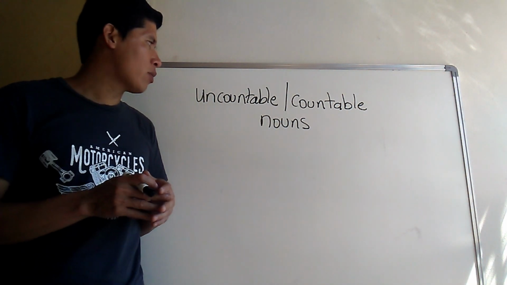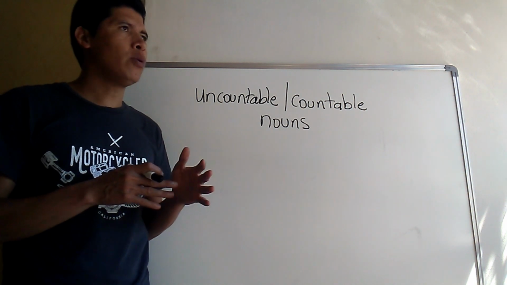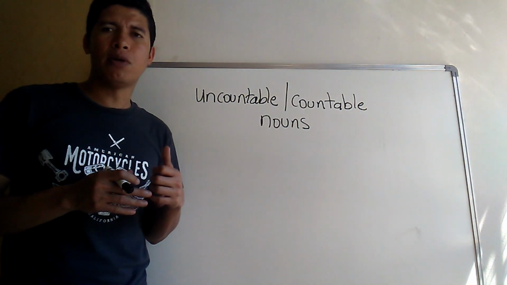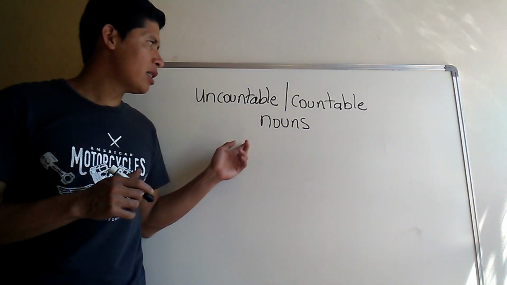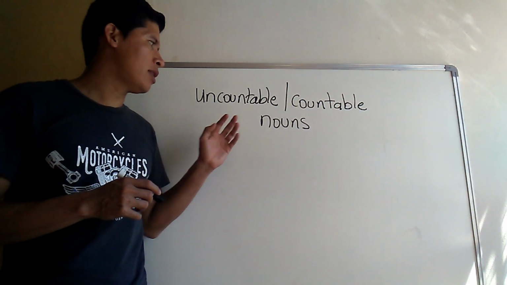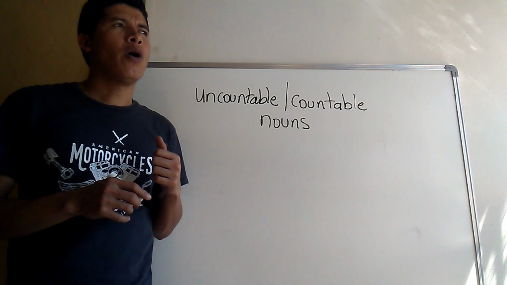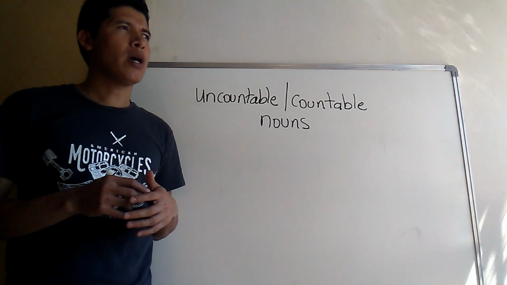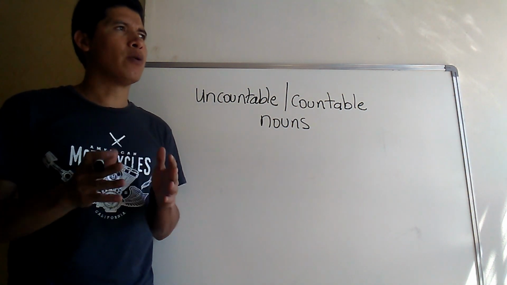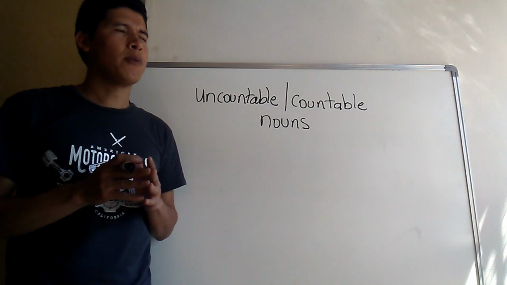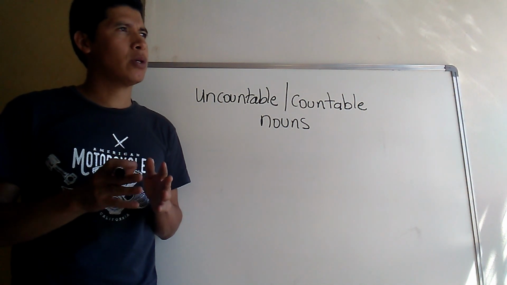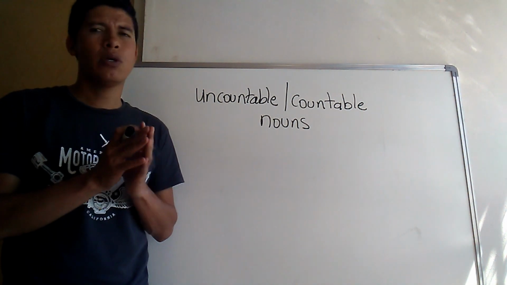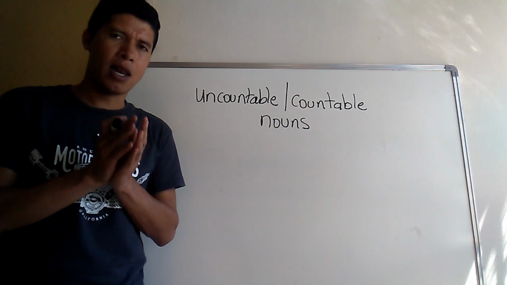In this class, we are going to talk about how you can tell the difference between uncountable and countable nouns in English. Okay, let's start with the uncountable nouns. In English, and also in Spanish, there are nouns that we can't touch, or that we don't easily understand because they are abstract nouns.